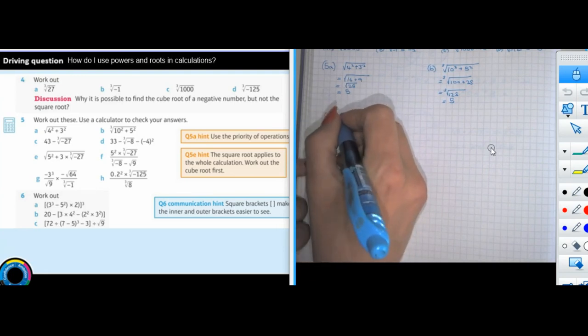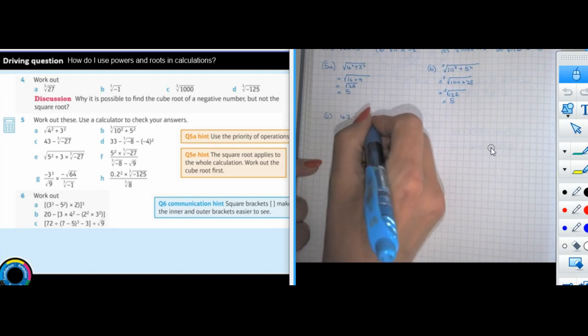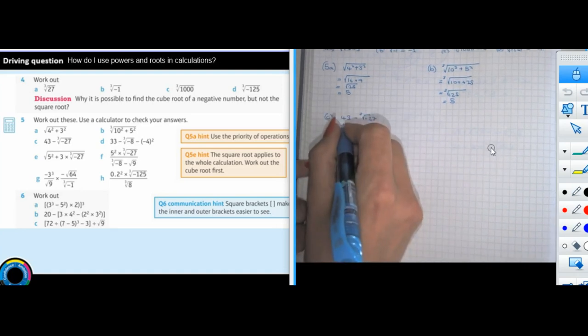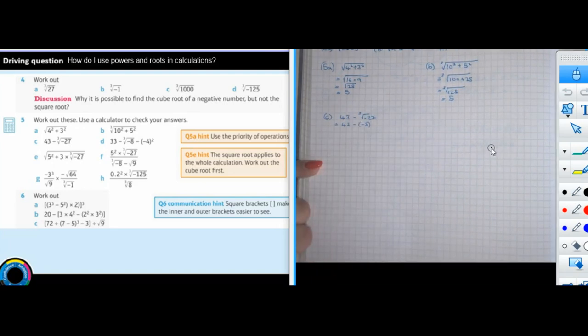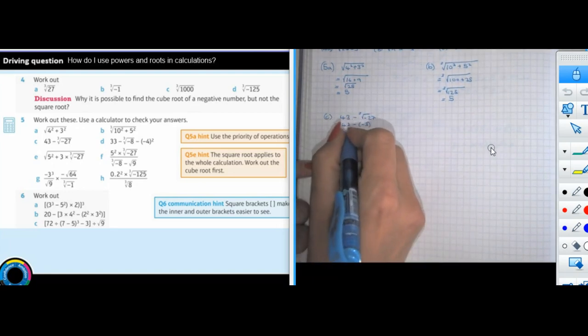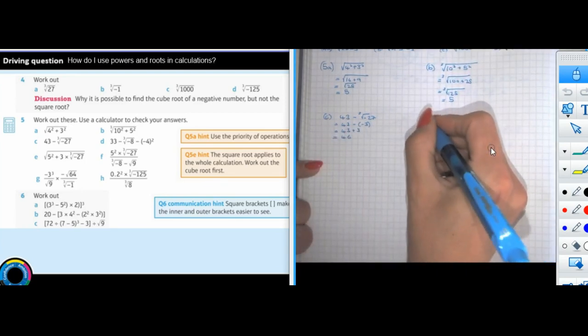5c. 43 minus the cube root of negative 27. Well, that's the same as 43 minus negative 3, which is the same as 43 plus 3, which is 46.